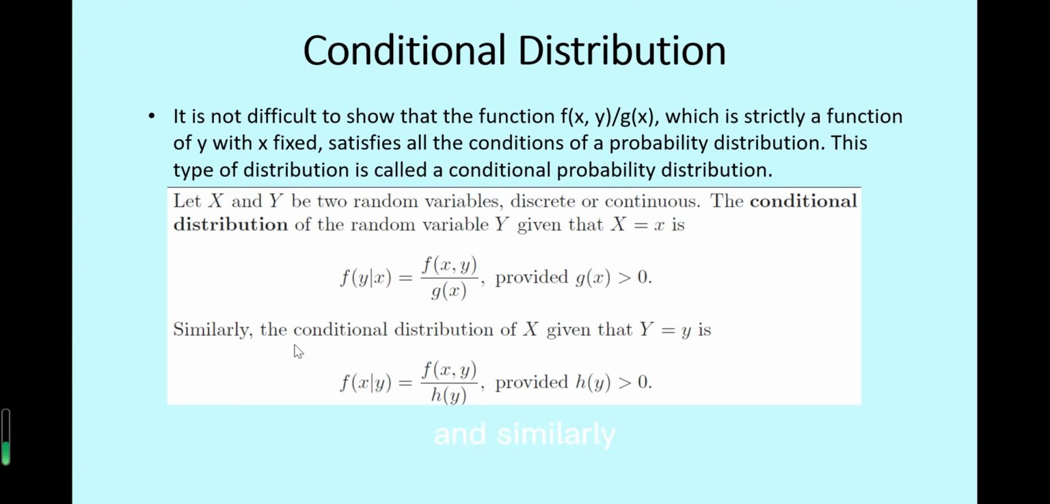And similarly, the conditional distribution of X given that Y equals y can be expressed as f(x|y) equals f(x,y) divided by h(y). So g(x) and h(y) are the marginal distributions of X and Y, and f(x,y) is the two-dimensional density function for X and Y.